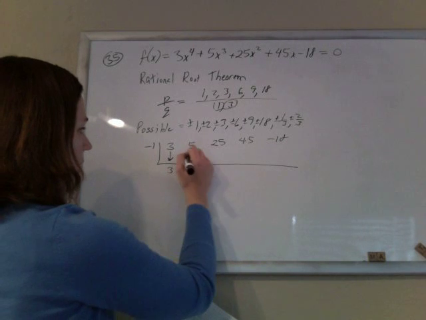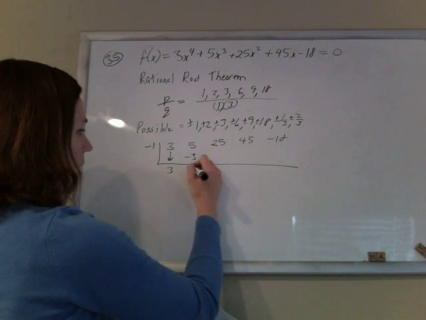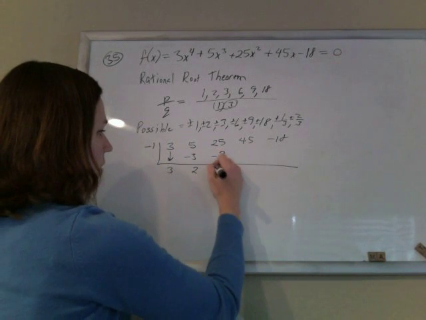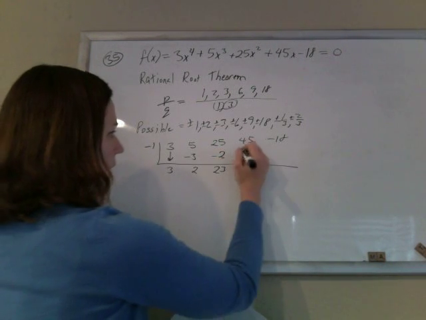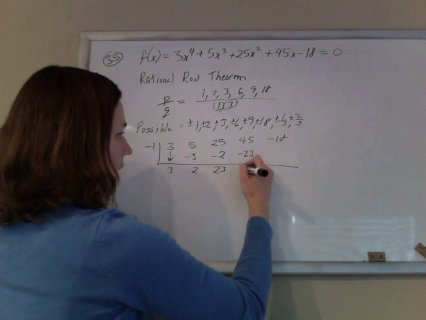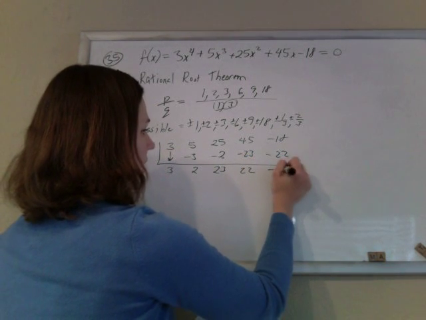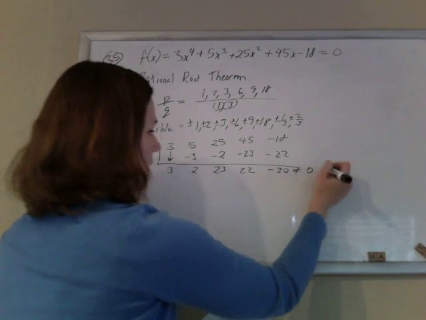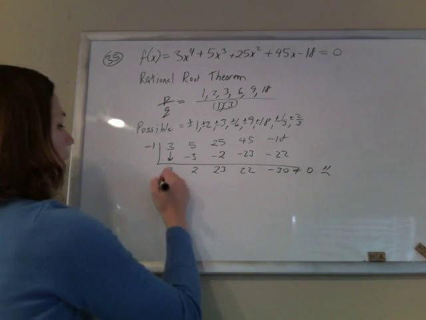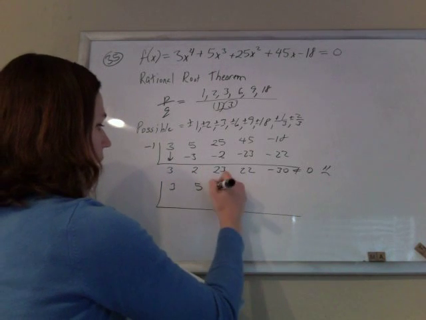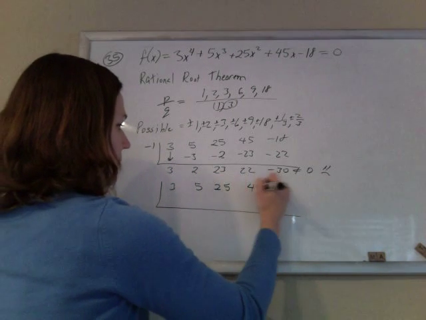Then you multiply, negative 3, add 2. Multiply, negative 2, add 23. Multiply, negative 23, add 22. Multiply, negative 22, add negative 30. Bummer, not 0, sadness. We try again. So we have our coefficients.